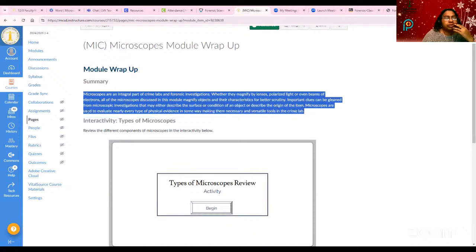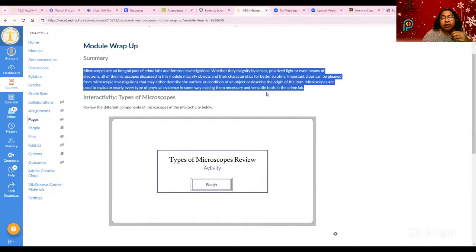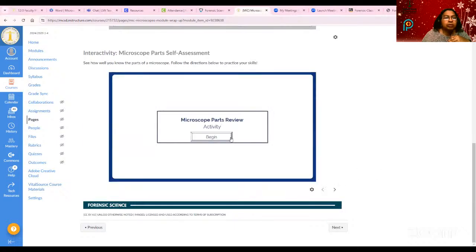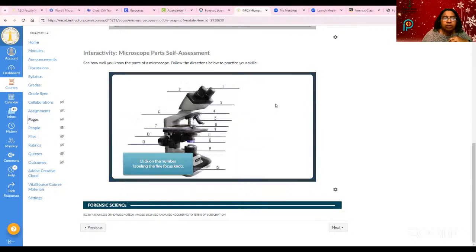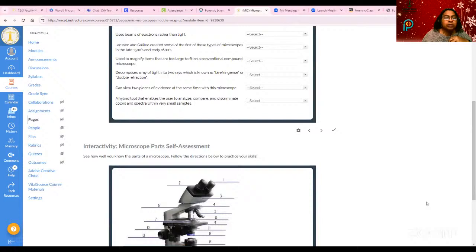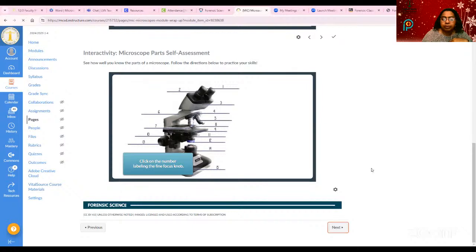Microscopes are used to evaluate nearly every type of physical evidence in some way, making them a necessity and versatile tool in the crime lab. That much you need to know, but I'm not going to ask you more than that. Like I said, just basically know that they are important.